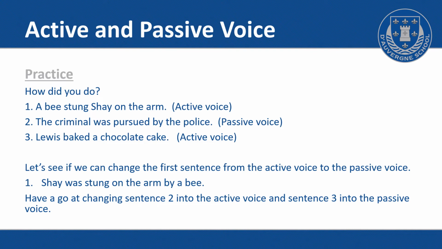And well done to those of you who recognised that you could see the verb to be and the past form of the verb is pursued. So the criminal was pursued by the police. He's having the action done to him by the police. It could even say the criminal was pursued. It doesn't need to say who is pursuing him. The action is still being done to him. He's being chased by the police.